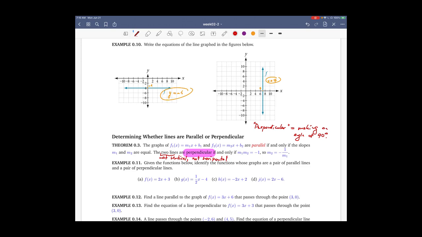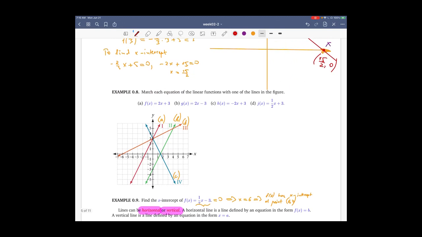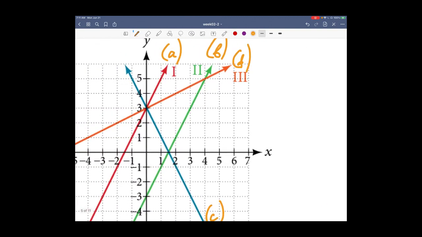And again, you can see how this theorem works in one of the previous examples. If you look at lines C and D in this example 8, the product of their slopes, -2 and 1/2, is exactly -1, and the angle that these lines make is exactly 90 degrees.